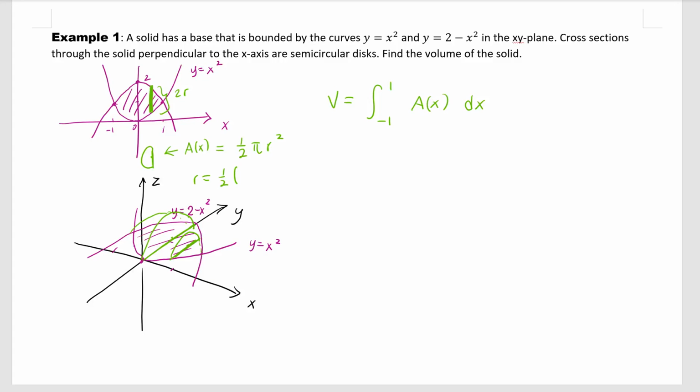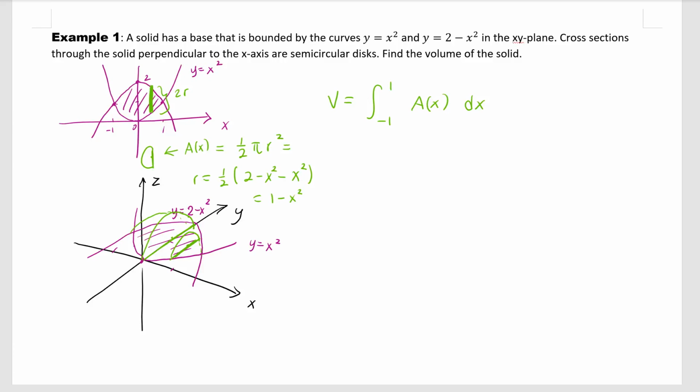We use the upper curve. What is the upper curve? The upper curve is 2 minus x squared, minus the lower curve, which is x squared. So we have 1/2 times 2 minus 2x squared. So when we distribute the 1/2, we get 1 minus x squared. So this is the r.